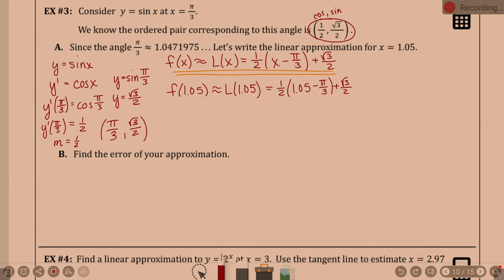Okay, this is a calculator problem. This is plugging into the calculator to get the official value. I have the estimate of f at 1.05, which is approximately equal to the linear approximation at 1.05. Works out to be 0.867426. If your calculator disagrees, I've got more mistakes I've got to figure out.